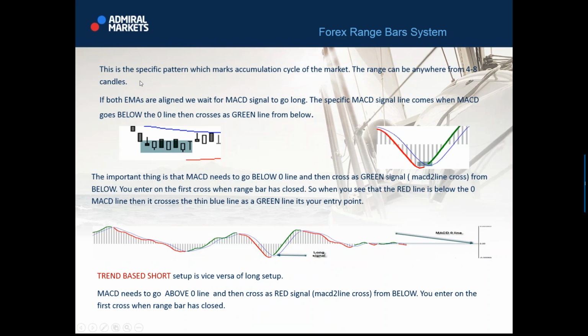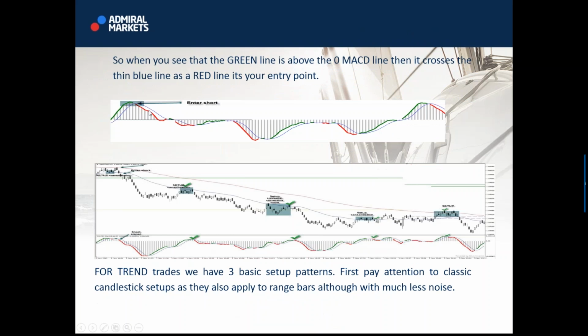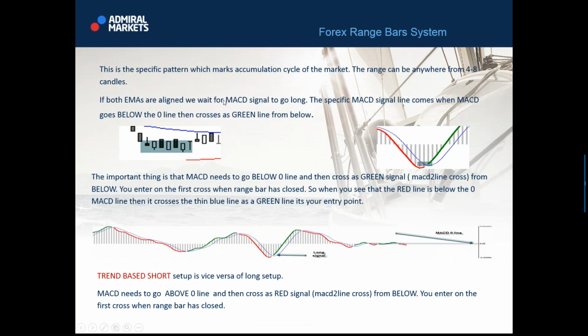So you can snapshot all of these screens. If both EMAs are aligned, we wait for the MACD signal to go long. The specific MACD signal comes when MACD goes below the zero line, then crosses the green line from below. This is how it should be seen on your MACD. The important thing is that MACD needs to go below the zero line and then cross the green signal.